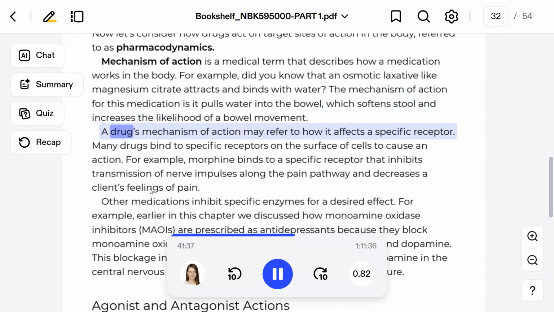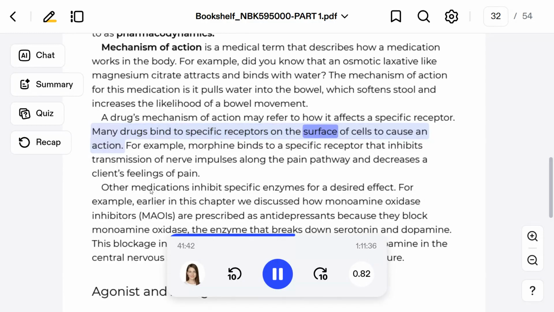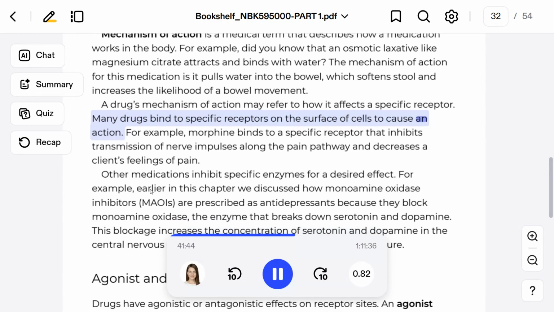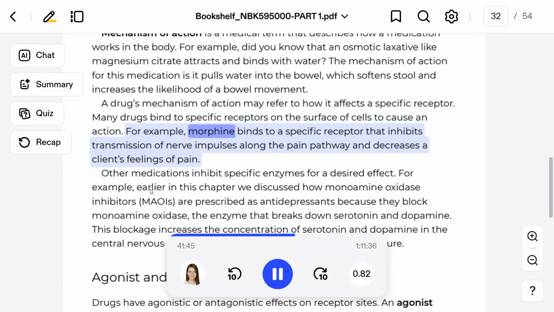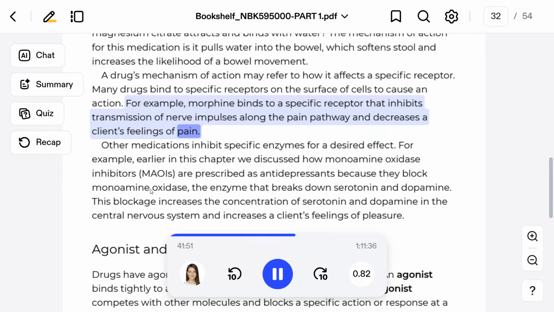A drug's mechanism of action may refer to how it affects a specific receptor. Many drugs bind to specific receptors on the surface of cells to cause an action. For example, morphine binds to a specific receptor that inhibits transmission of nerve impulses along the pain pathway and decreases a client's feelings of pain.